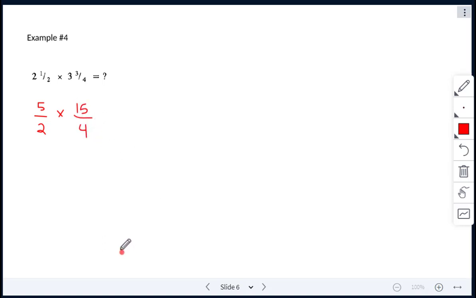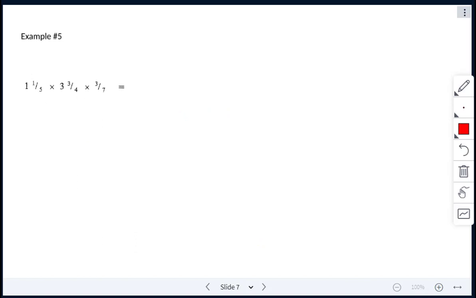All right, so here, can we do any reducing? We cannot. 5 over 2, we can't reduce. 15 over 4, we can't reduce. We can't reduce diagonally either, so we just have to multiply. So multiply numerators together. 5 times 15 is 75, and then 2 times 4 is 8. So it is an improper fraction. We just have to put it back into a mixed fraction. So how many times can 8 go into 75? 8 can go 9 times, and then we have 3 eighths. 9 and 3 eighths.